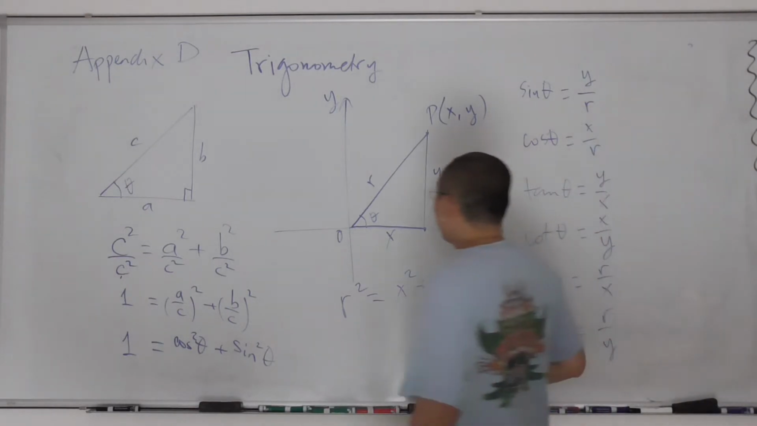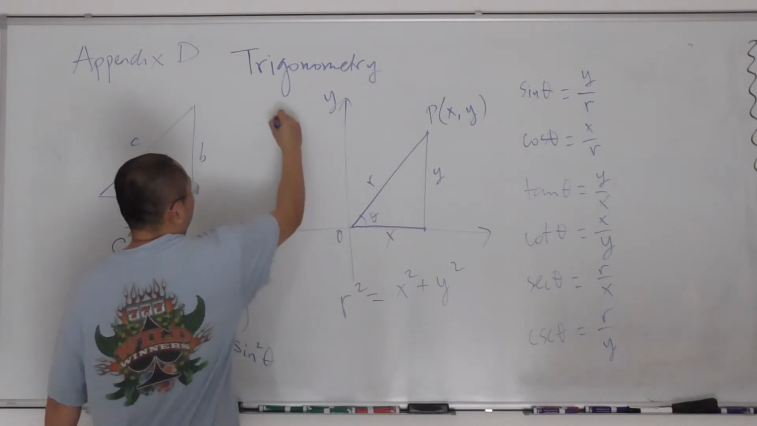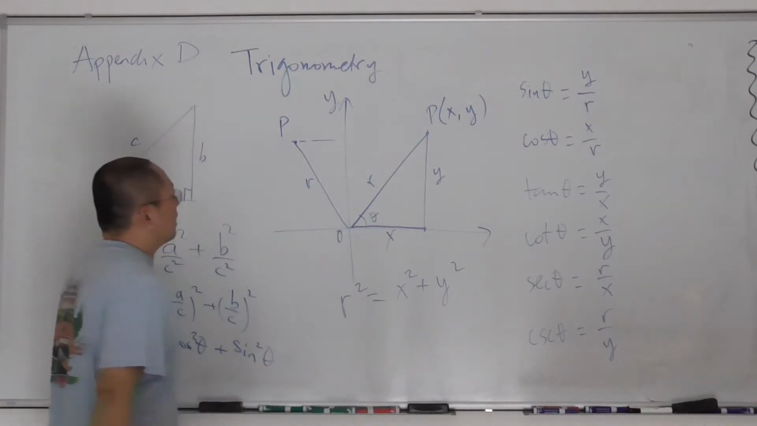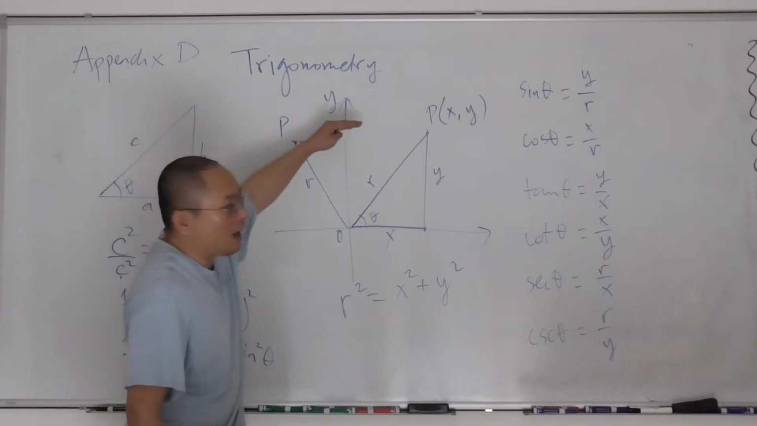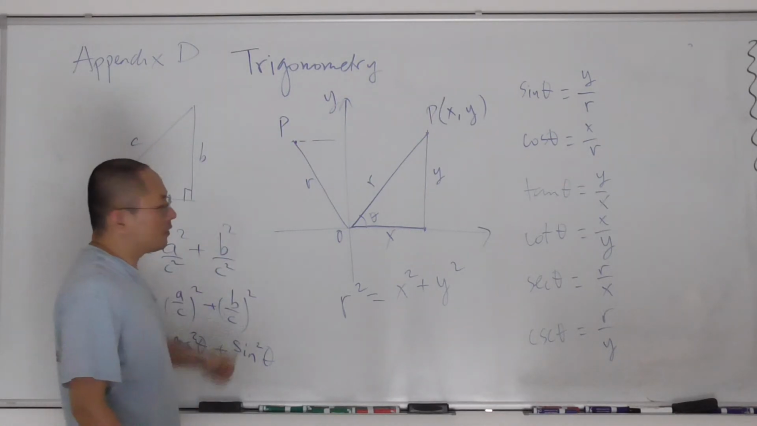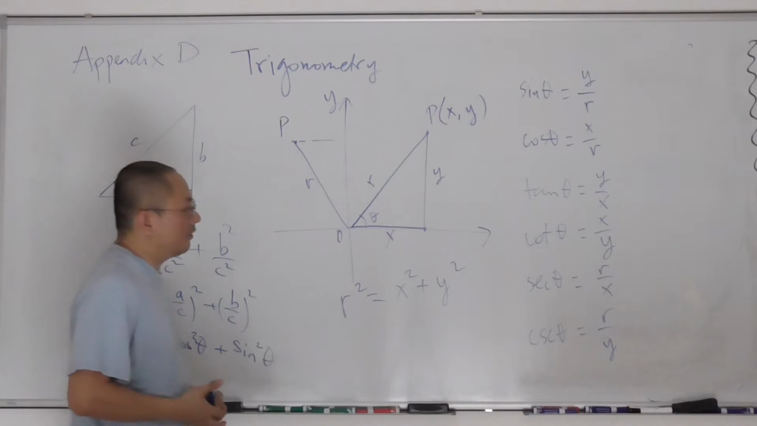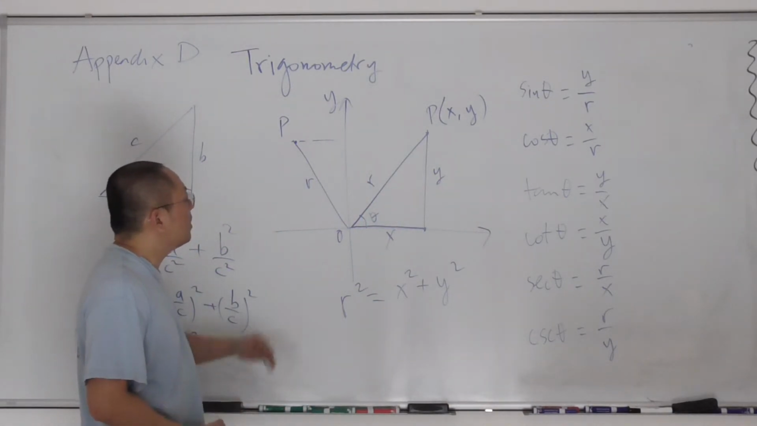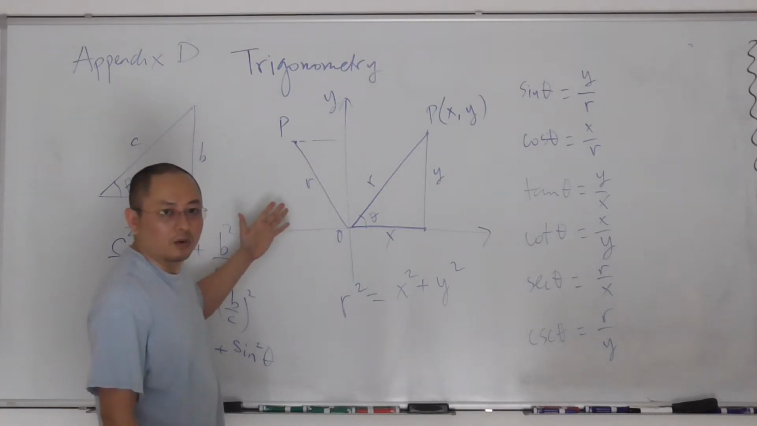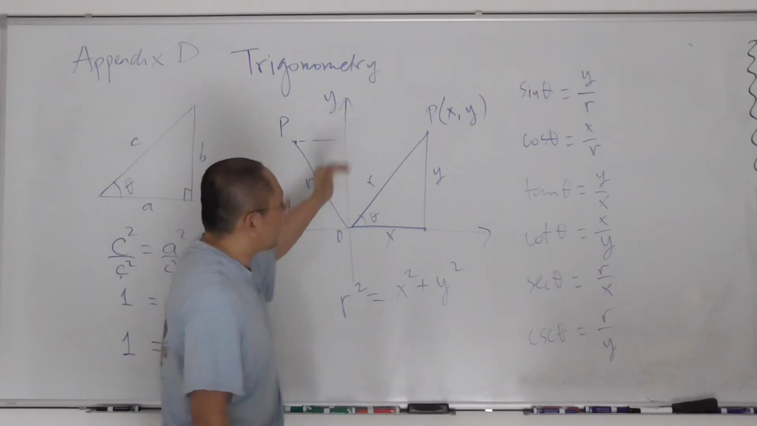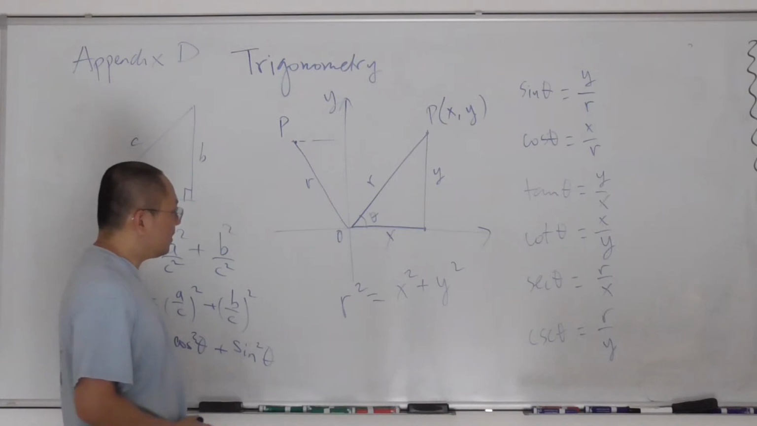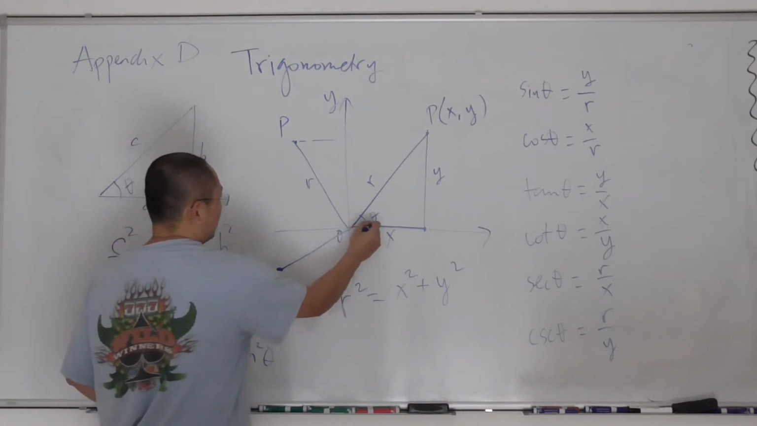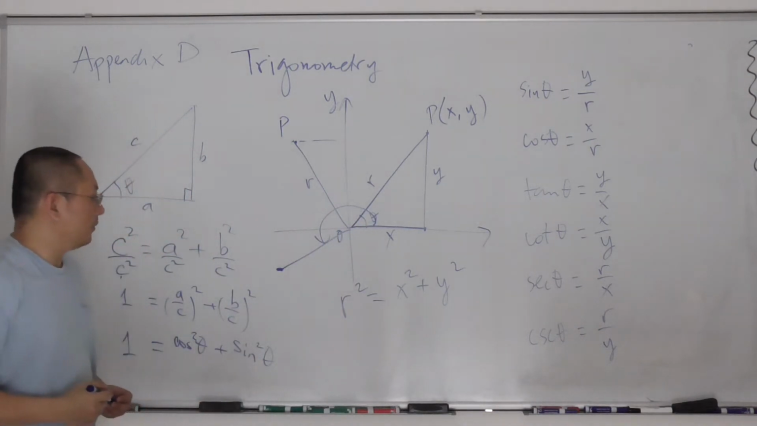Okay? But now, what if you have a point P on this side? And this is your R, okay? Of course, if P is in quadrant number 2, then the y value is still positive, but the x value now is negative. You still have all 6 trig functions as before. However, this time, cosine, which is x, will be negative. Sine is still positive. Similarly, if your P is in quadrant number 3, now the angle is this big, okay? And what?